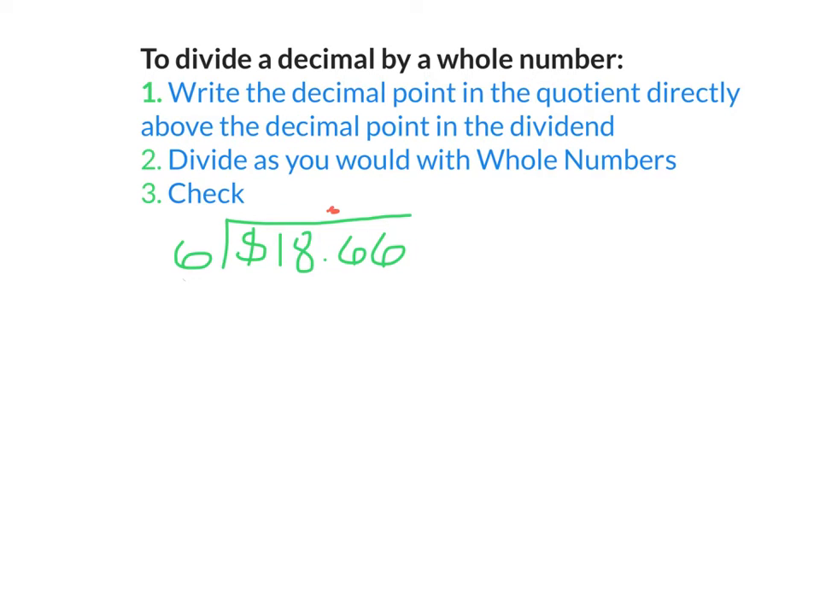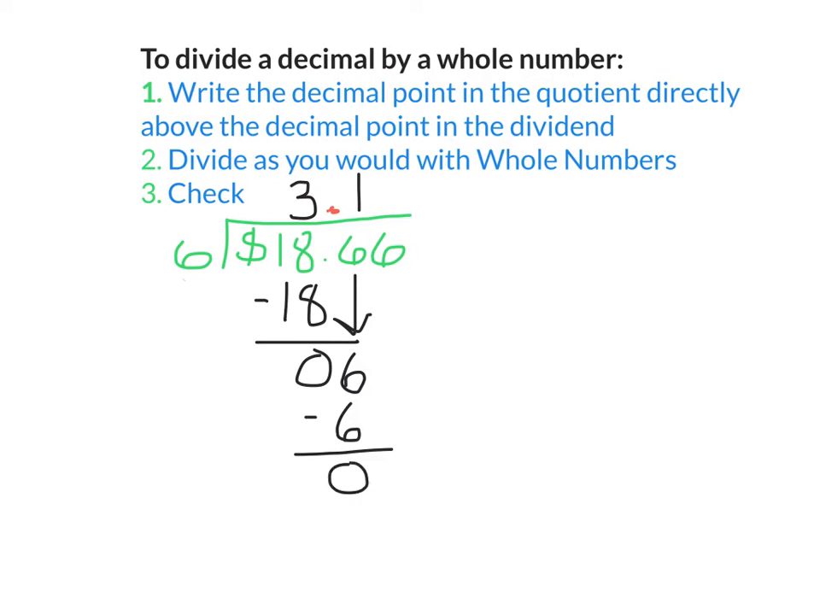So we have 6 goes into 18 3 times. 3 times 6 is 18. Subtract. Bring this 6 straight down because remember, you just ignore the decimal point from here on out. 6 goes into 6 1 time. 1 times 6 is 6. Subtract. Bring down. 6 goes into 6 1 time. That's 6. And I have 0. So we have, you bring your dollar sign up, $3.11. Our estimate was $3, so our actual answer of $3.11 is very close to that.